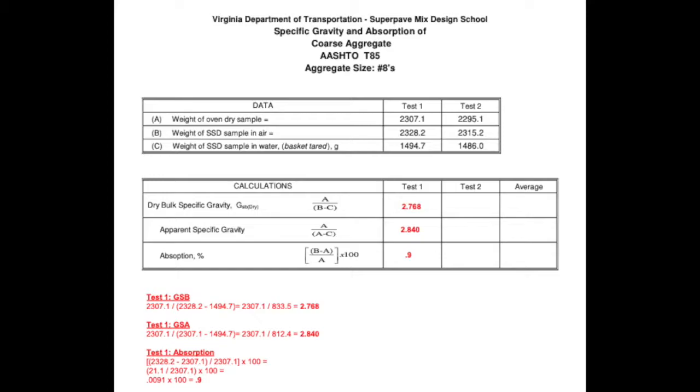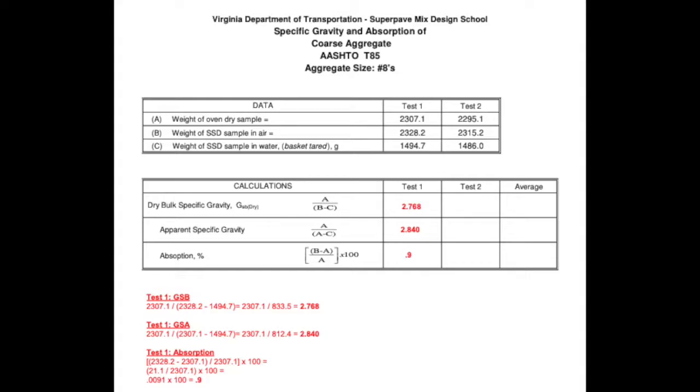We will now look at our first coarse aggregate used in this blend, and we will be determining our GSB, our GSA, and our absorption values. Looking at the data supplied above, A is representing the weight of your oven dry sample. B is the weight of the surface saturated dry sample in air. C, weight of your SSD sample in water.